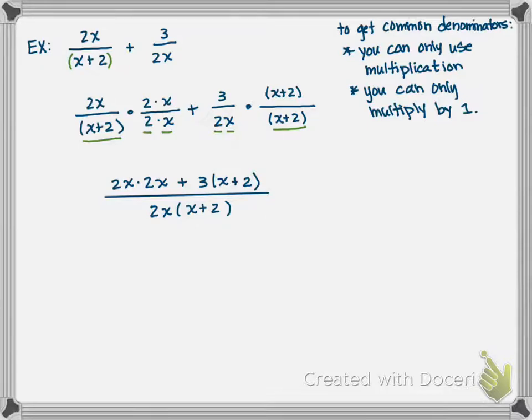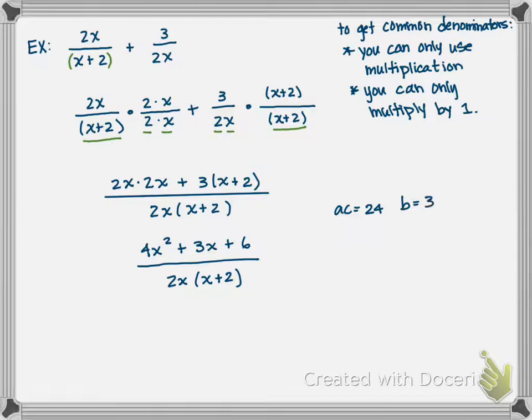So we have 4x squared plus 3x plus 6 over 2x times x plus 2. And so then we'll try to factor that numerator. So my AC is 24. My B is 3. That would mean that everything has to be positive.